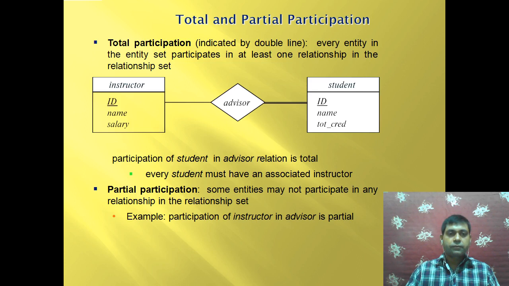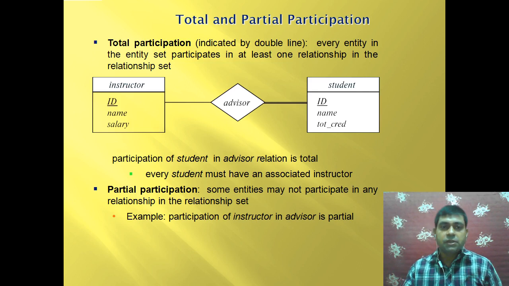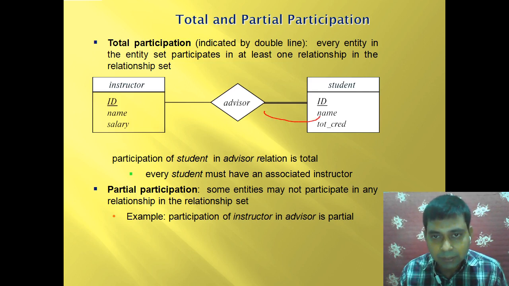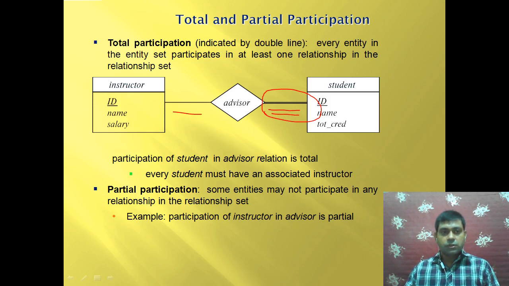So that's it. Now total and partial participation, this part must be understood. Here you see there is a double line. If it is not clear to you, you see here we have a single line, but here it is connected via a double line. So a double line represents total participation. What exactly does it mean? It means this relationship involves all the students, no student is left. Every student is assigned to some particular instructor.